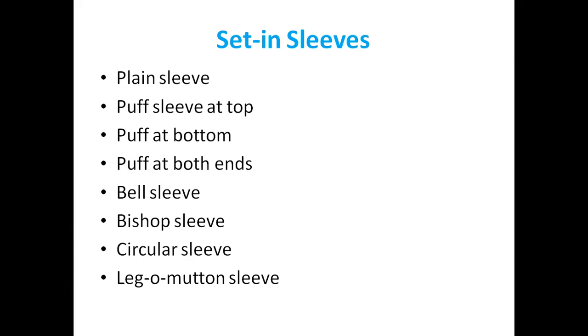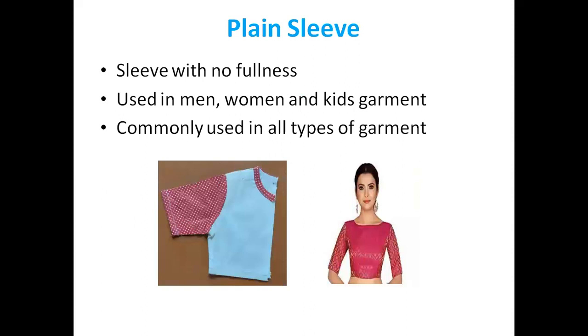Let us start with the basic one, that is the plain sleeve. The plain sleeve remains the basic of all the sleeves. From this image itself, you can clearly tell that the plain sleeve won't have any puffs, both in the armhole portion and at the end portion. So this type of plain sleeve can be used easily everywhere, in all types of garments, in men's apparel, women's apparel as well as kids' apparel.